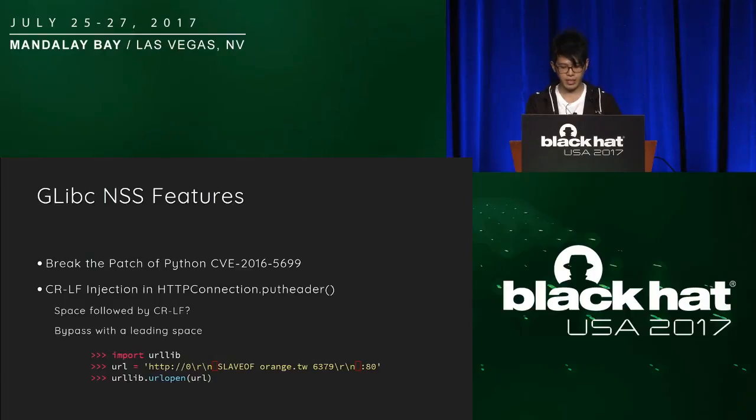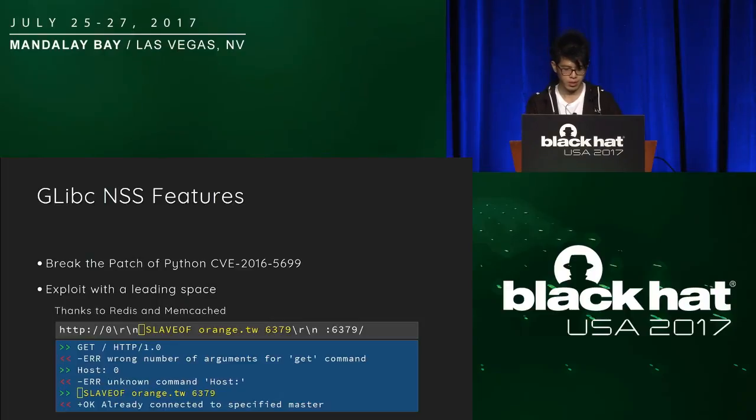Does protocol smuggling work this way? The answer is yes, thanks to Redis and Memcached. As you can see, the SLAVEOF command starts with a leading space, and the server still replied OK. Redis and Memcached will strip the leading space, so our exploit works again.